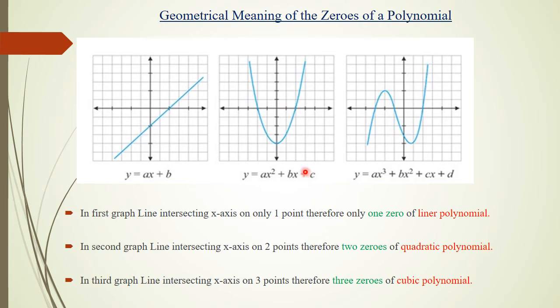Now, looking at the graph, in how many points the curve is cutting the x-axis, you can decide how many zeros that respective polynomial has. You have this type of problems in the first exercise of this polynomial chapter. You can solve them to understand it better.